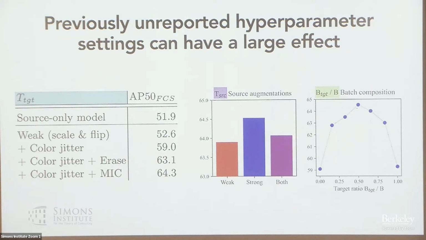And then again, these previously unreported hyperparameter settings, a lot of things that just weren't reported in these papers, where we had to dig really deep into the code to figure out what settings they were using, had really significant impacts. Just things like batch composition, like the ratio between source and target data in the batch, were changing performance by about 15%.